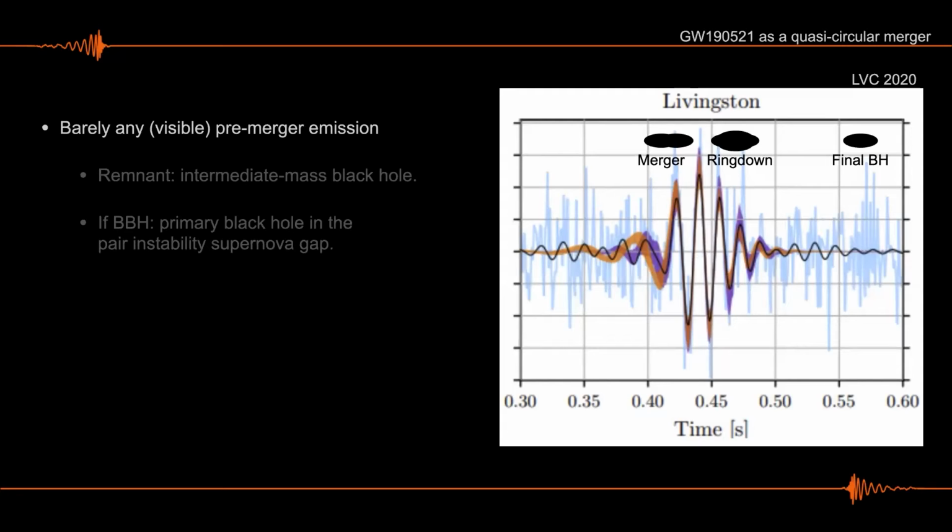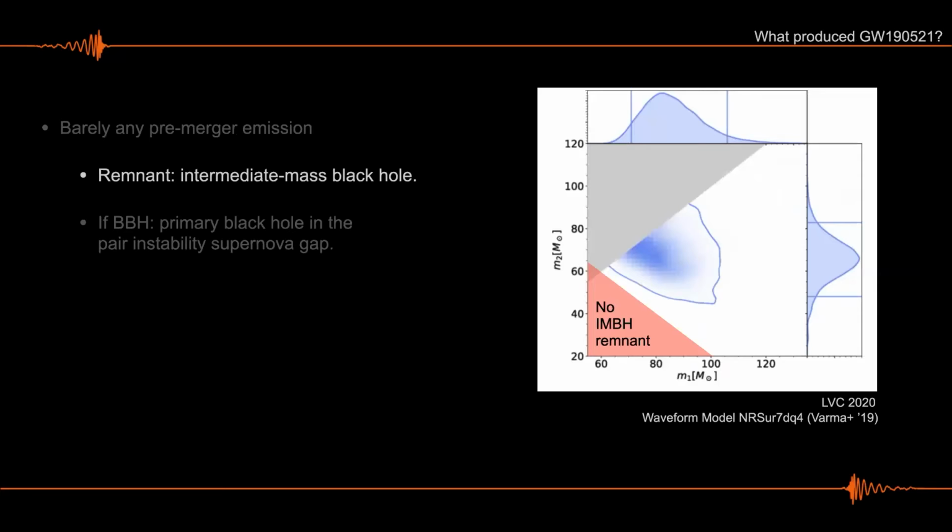So the first conclusion is that the remnant is an intermediate mass black hole. This is a posterior distribution for the two masses in the source frame. The first one is around 80-something solar masses, the other one is around 60-something solar masses, but the nice thing is that the total mass is above 100. So you can basically say that the remnant is above 100 solar masses. This places it in a range that is called the intermediate mass black hole range.